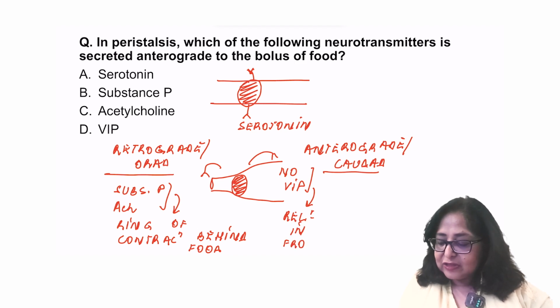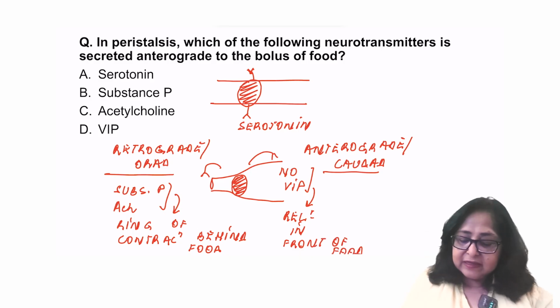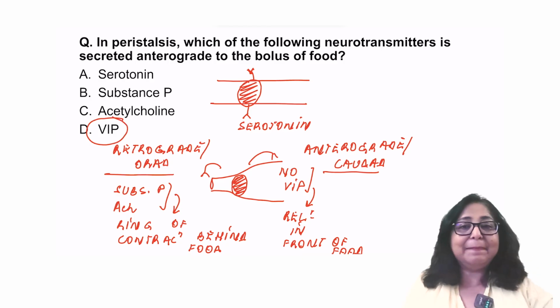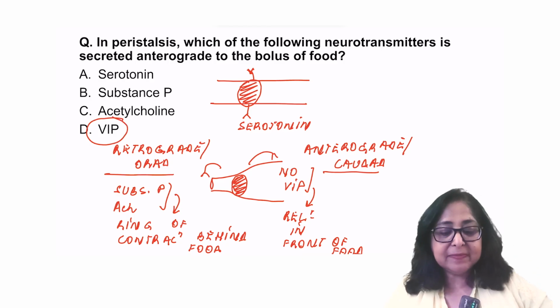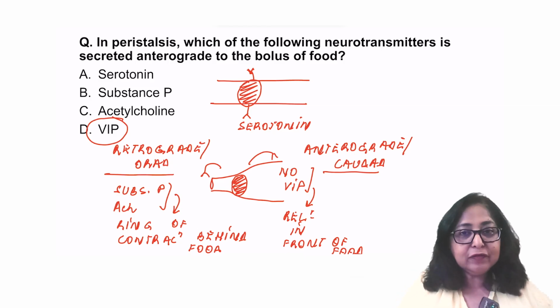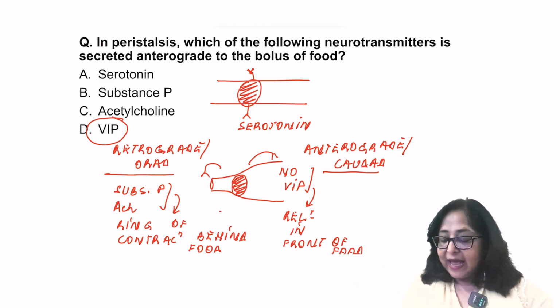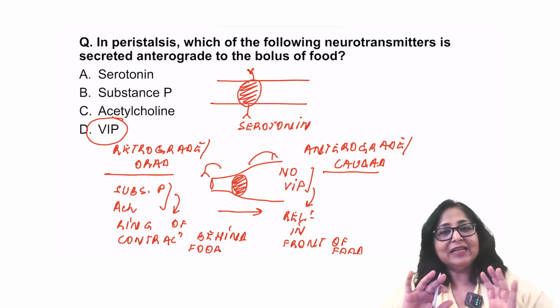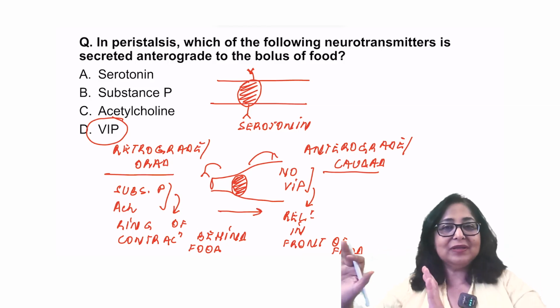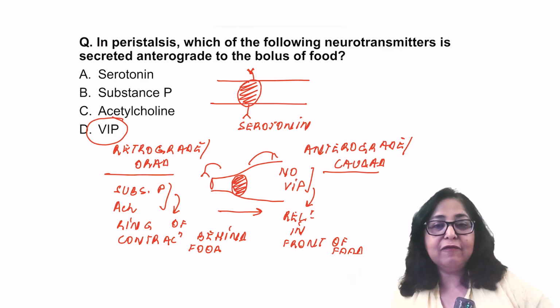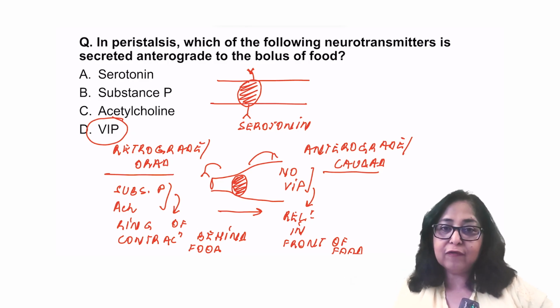So the answer to this question now becomes pretty simple. This is going to be D or VIP. Serotonin secreted by sensory nerves, substance P and acetylcholine are released behind the food to produce a ring of contraction, and because of this, food is going to be propelled forwards. It's going to be pushed forwards. Peristalsis results in a forward propulsion of food.